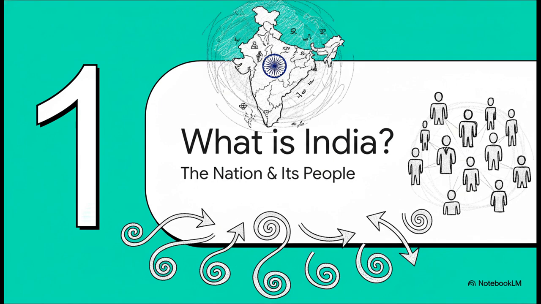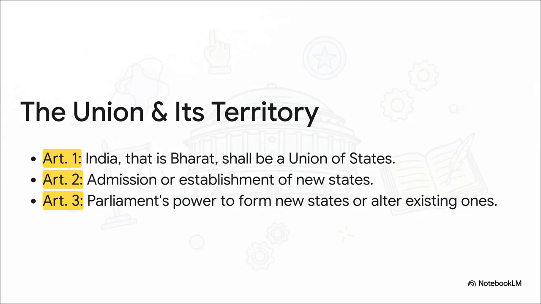The first job of the Constitution is to answer the most fundamental questions. What is this country, and who belongs here? This right here is the foundation. Article 1 officially names the country India, that is Bharat, and, this is crucial, it defines it as a union of states. What does that mean? It means states can't just decide to leave.